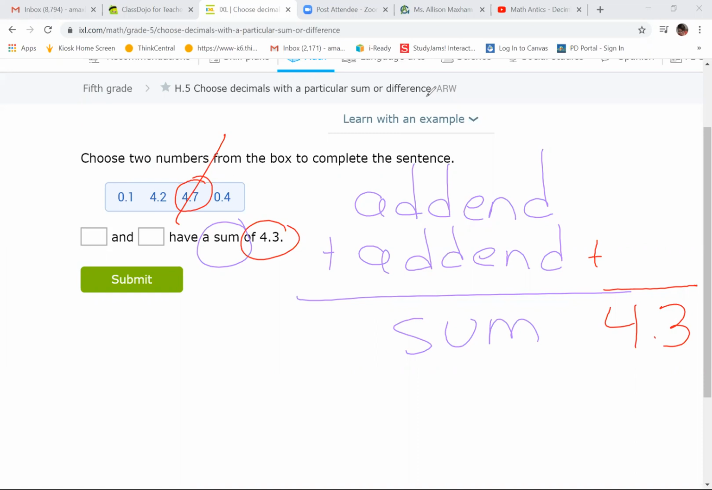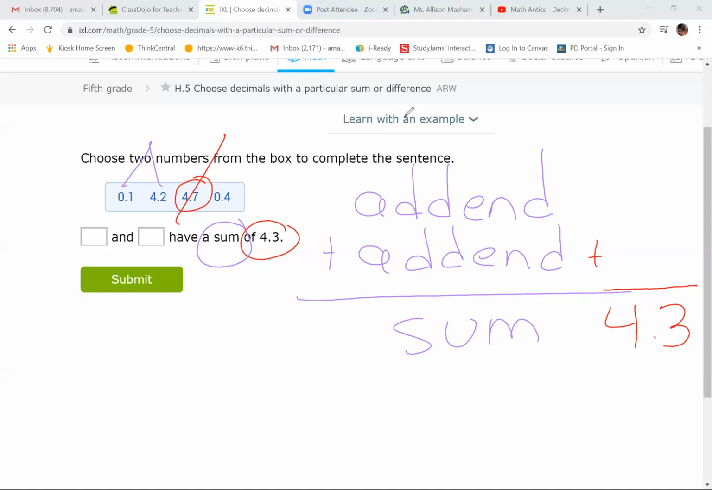Let's try a different combination. Let's try this one plus this one. I have 4 and 2/10 plus 4/10. Well, I know that 2/10 plus 4/10 is 6/10. And 4 plus 6/10 is going to be 4 and 6/10. Does that match? No, that doesn't match, so that can't be it. What other combination did we not do yet? How about 1/10 plus 4 and 2/10?